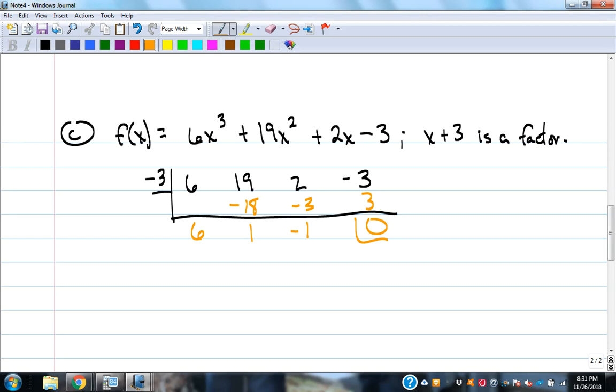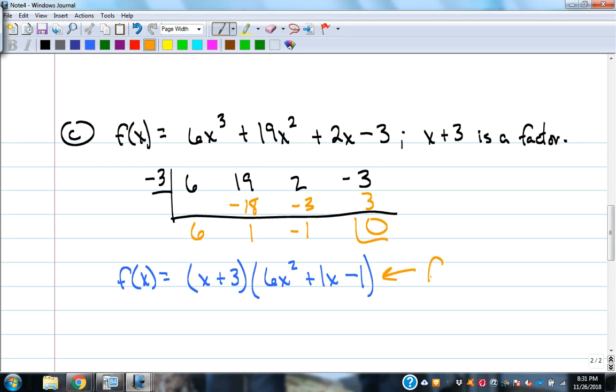So what that does for us is it takes that polynomial and breaks it apart: x plus 3 is one factor. The other factor is 6x squared plus 1x minus 1. We want to try to factor this.